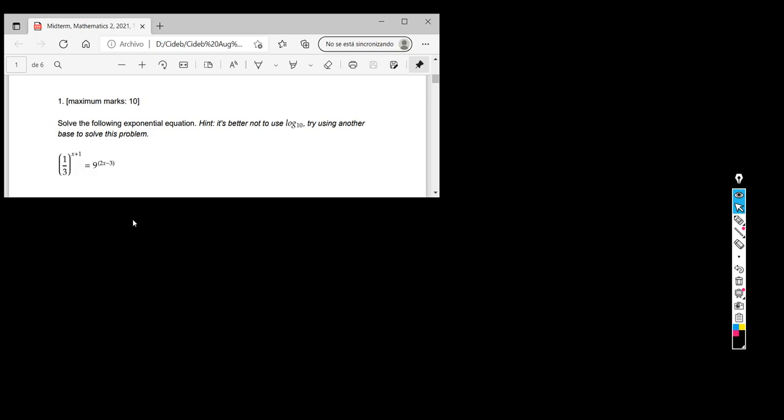Hello class. Now I'm going to continue with the second exam, which is type B, Mathematics 2. I'm going to be solving it completely, fully, with details and so on, so that you can understand all the steps, all the processes that went for each solution of each problem. And without further ado, let's begin.